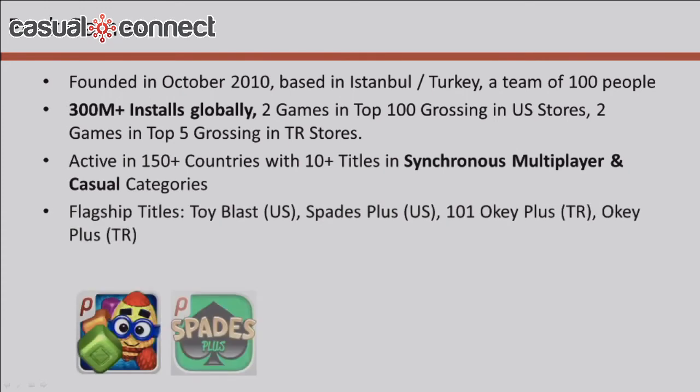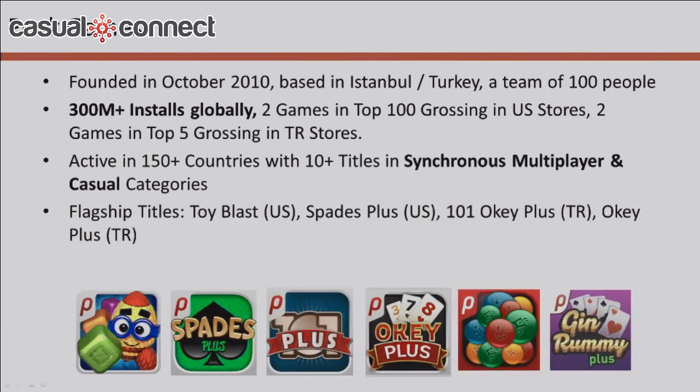Of course, we are active in pretty much every country. Up until now, we have more than 300 million installs. And these are some of the flagship titles we have: Toy Blast, Spades Plus, 101 OK.